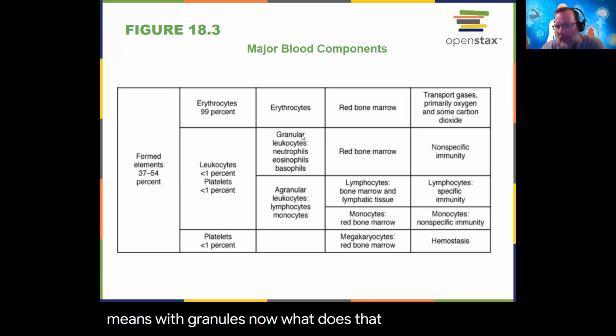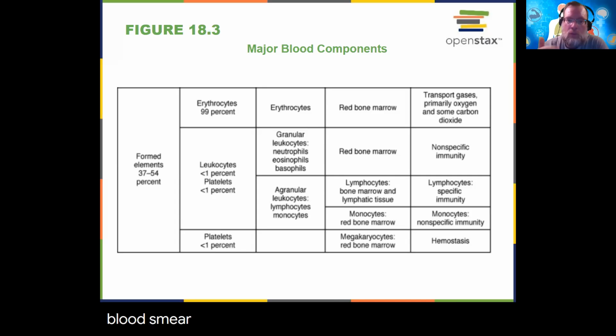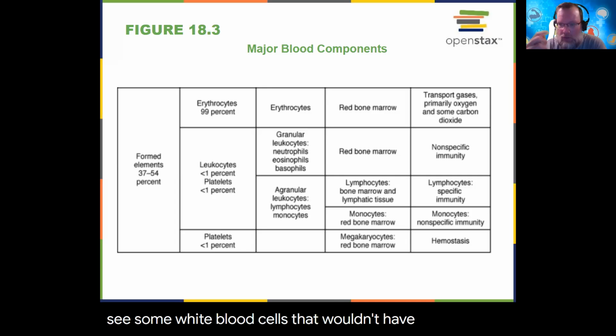Now, what does that mean? That just means when we look under the microscope at a blood smear, we would see white blood cells with little granules in their cytoplasm that got stained. And then we'd see some white blood cells that wouldn't have granules in their cytoplasm.